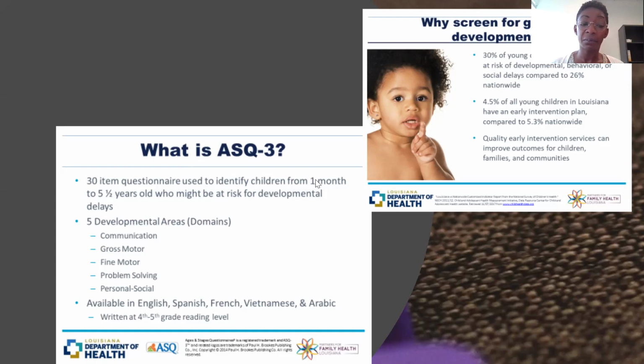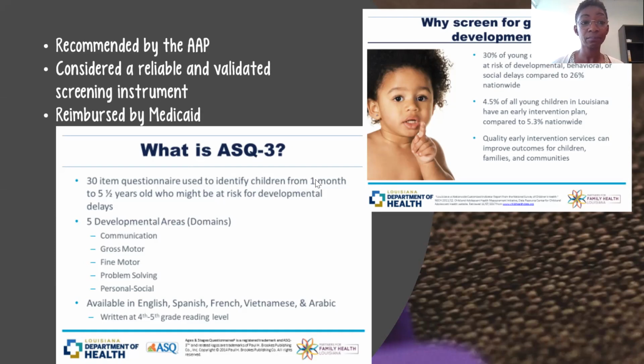This document is available in English, Spanish, French, Vietnamese, and Arabic, and it was written at a 4th to 5th grade reading level, so it could be easily used by a lot of different parents and caregivers based on their needs. The screening tool has been recommended by the AAP, which is the American Academy of Pediatrics, and is also considered reliable and validated for use. And another little tidbit there is that it's also reimbursed by Medicaid.